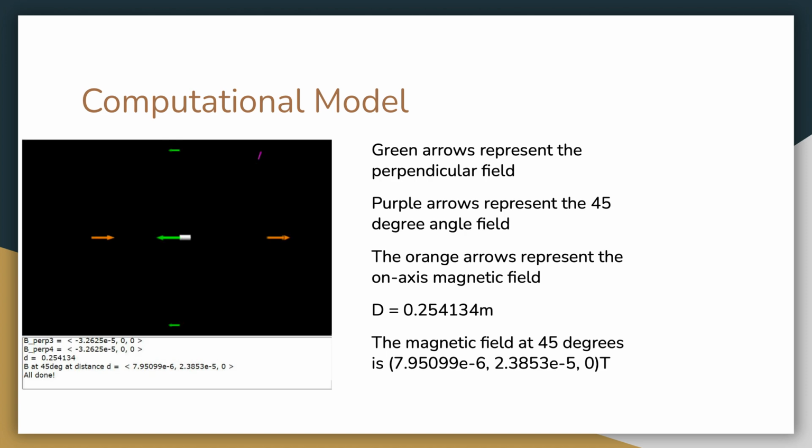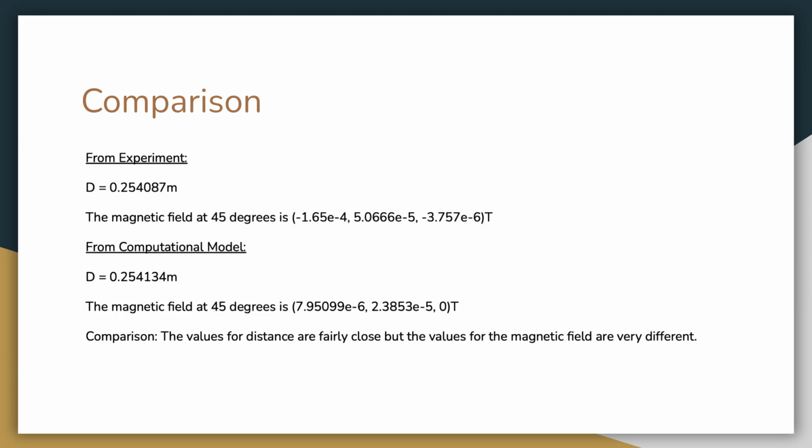You can see that the green arrows denote the perpendicular field, the purple arrow denotes the 45 degree field, and the orange arrow represents the on-axis magnetic field. From this, I got that the distance was 0.25413 meters, and the magnetic field at 45 degrees is 7.95 e to the negative sixth for the x component, 2.38 e to the negative fifth for the y component, and 0 for the z component.